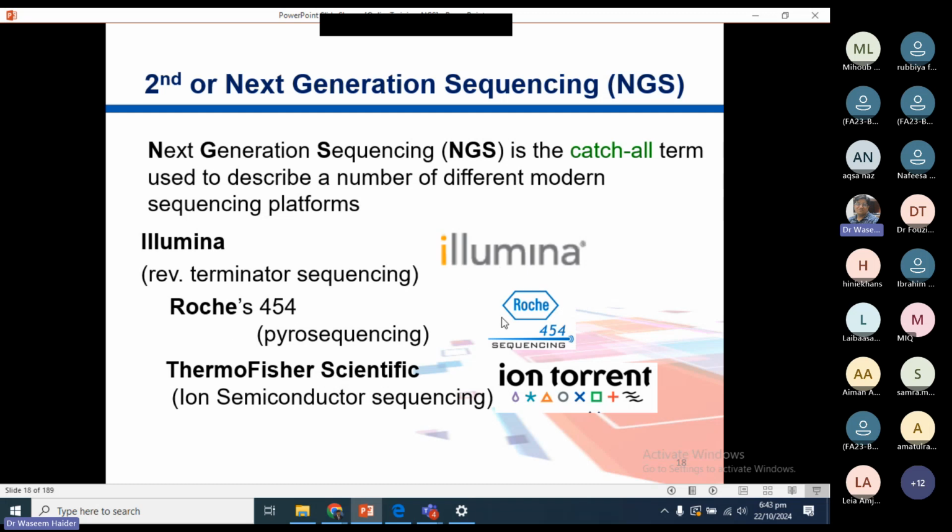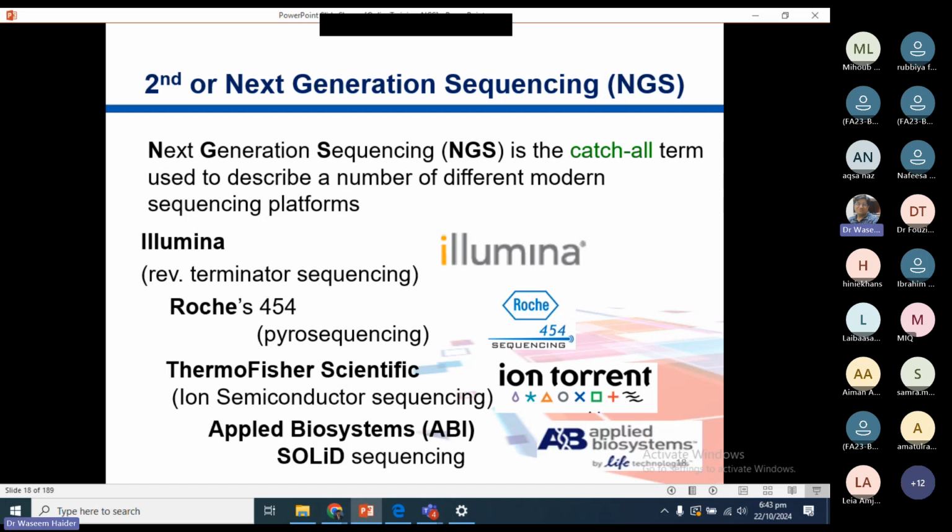Roche, the company that used to supply reagents and chemicals, came up with pyrosequencing, capturing the pyrophosphate molecule. It got famous as 454 because that was the project number. Thermo Fisher Scientific came up with Ion Torrent, which captures the hydrogen ion that comes out. That is called ion semiconductor sequencing. Applied Biosystems, ABI, came up with SOLiD sequencing.